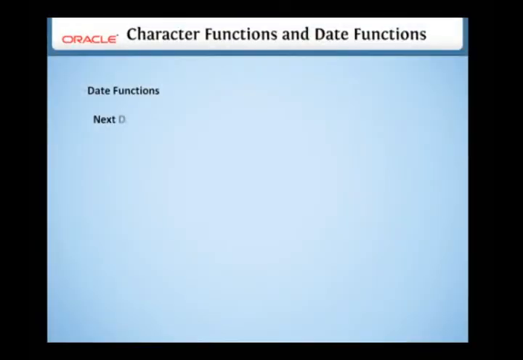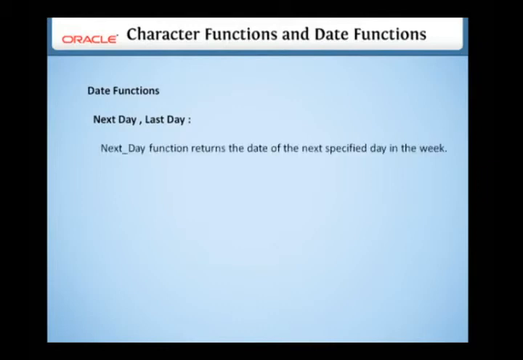Now we will discuss the NEXT_DAY and LAST_DAY functions. The NEXT_DAY function returns the date of the specified next day in a week. Here is the syntax. NEXT_DAY(date, char). In this syntax, the value of char may be a character string representing a day. Look at this statement. Select NEXT_DAY('01-Jan-2000', 'mon') from dual. This statement returns the date of the next Monday in that week.